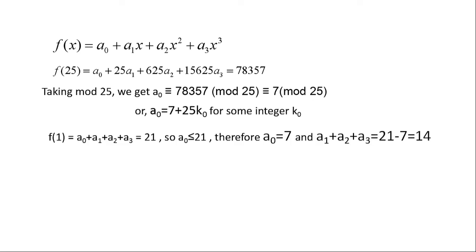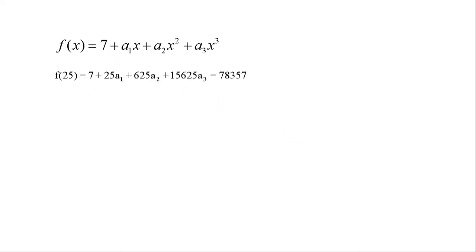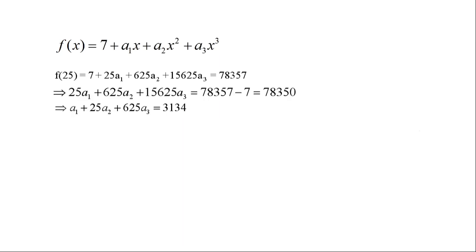Also, f of 1 is equal to 21, and since all the a_i's are non-negative, we can conclude that a0 must be less than or equal to 21, and this leaves only one possibility, that is a0 equal to 7. And since we know the sum of all the a_i's, we can conclude that a1 plus a2 plus a3 is 14. Now substituting the value of a0, and simplifying this expression by dividing it by 25, we get this expression.